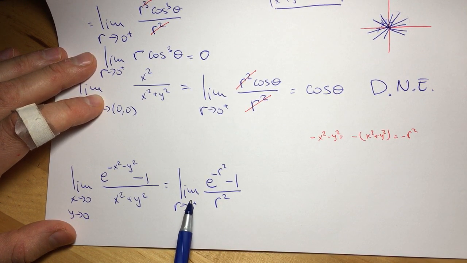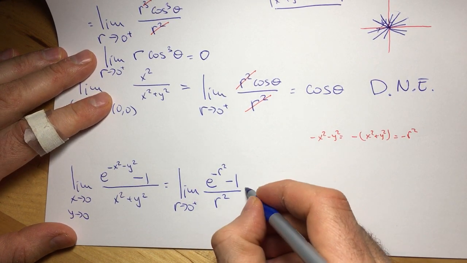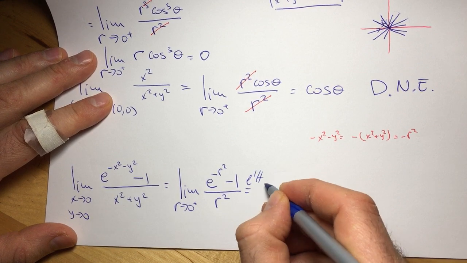Okay, as r goes to 0, the numerator, e to the power 0, is 1. 1 minus 1 is 0. The denominator is also 0. So what can we do? We can use L'Hopital's rule.